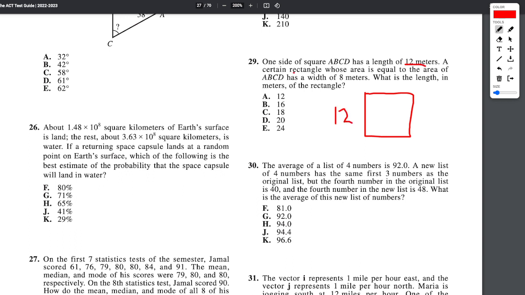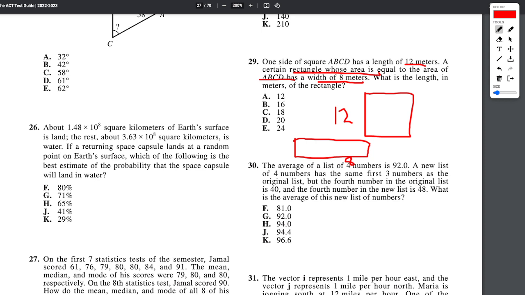A certain rectangle whose area is equal to the area of ABCD. So I'll make a rectangle now. It has a width of 8 meters. The width is 8, so we'll say this is 8. It's not to scale, y'all. What is the length of this rectangle?